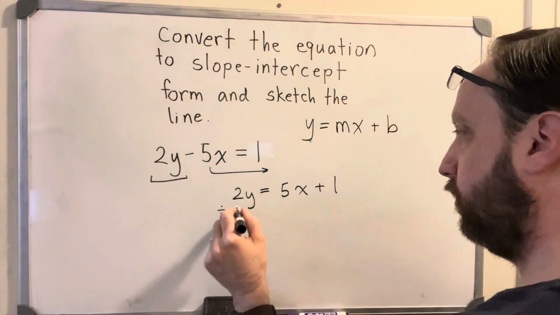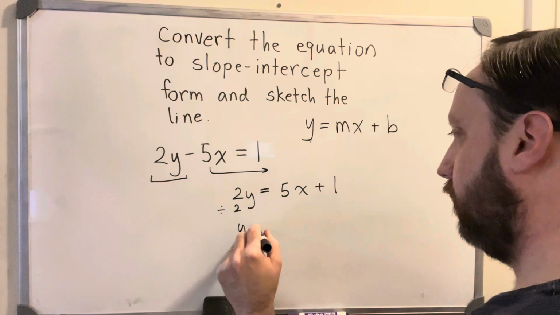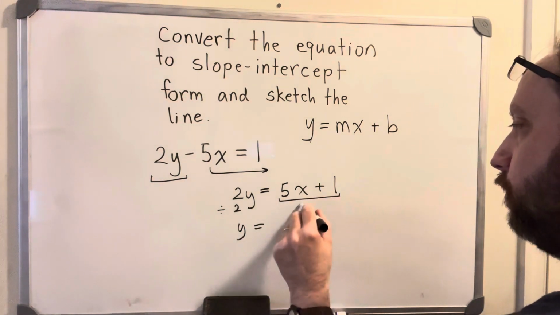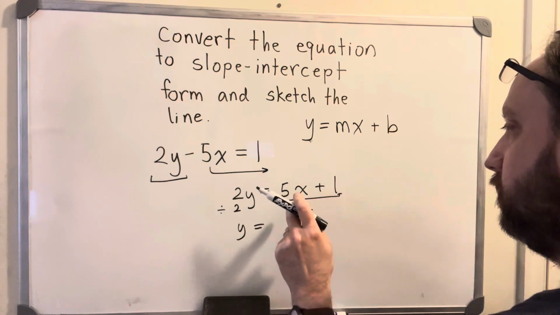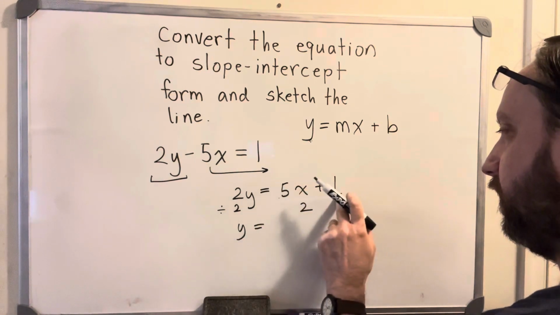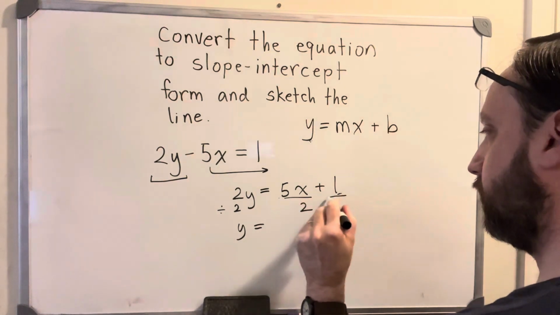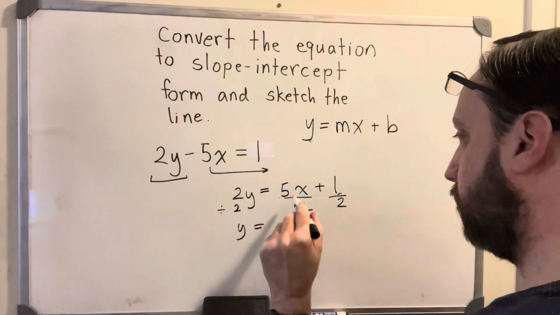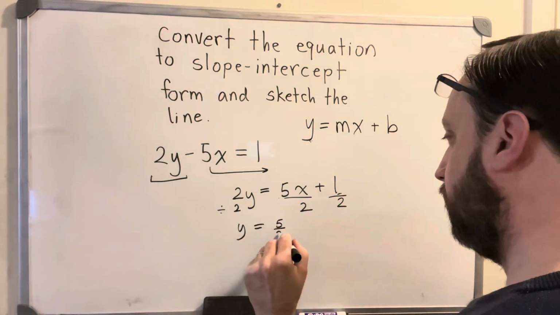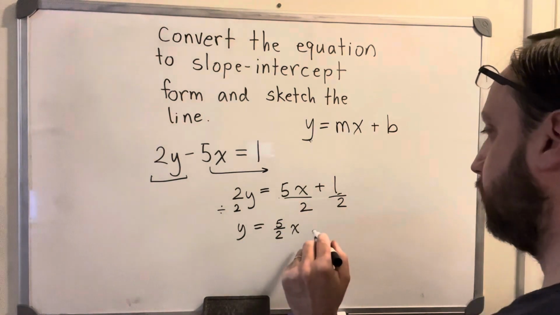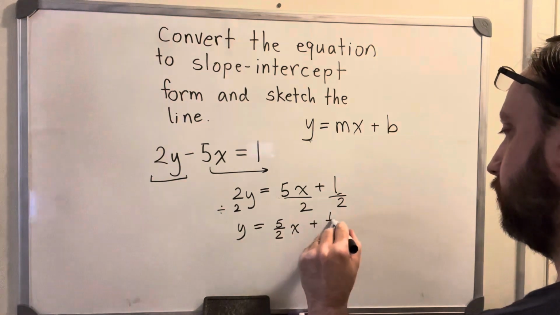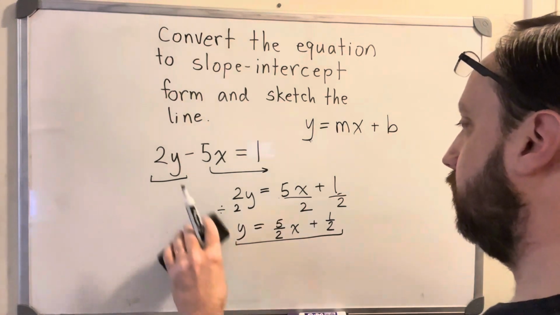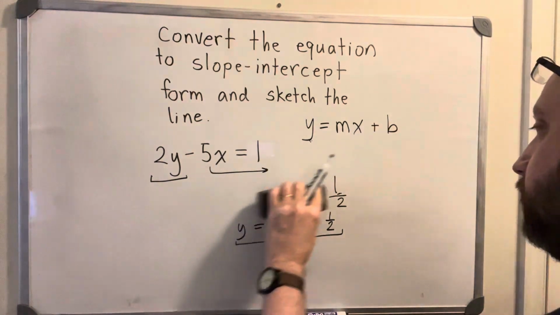So if we divide 2y by 2, we get y. Now all of this over 2, we can break it up and say 5x over 2 plus 1/2. So y equals 5/2 x plus 1/2. So this is the slope-intercept form. Let's erase something to make more space.